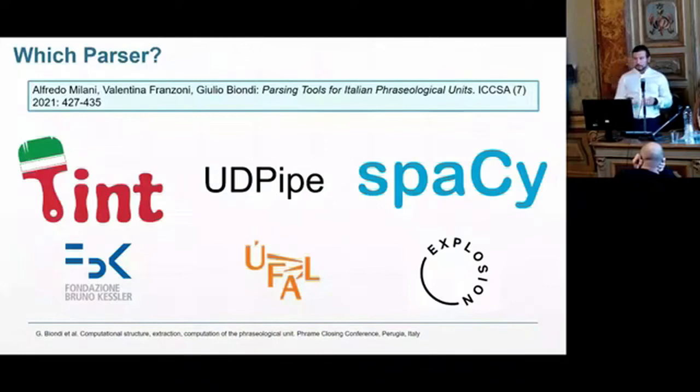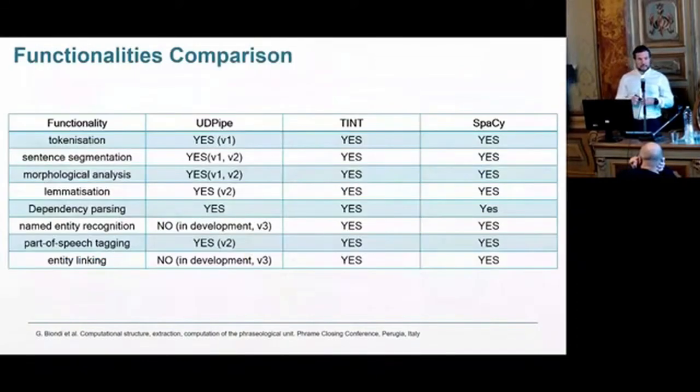Again, which parser? So we restricted our choice to three different tools which were available at the time and now have further developed in the meantime. We have TINT, developed by the Bruno Kessler Foundation, UDPipe, developed by the Institute of Formal and Applied Linguistics at Charles University in the Czech Republic, and spaCy, another open source toolkit developed by explosion.ai. They offer more or less the same functionalities. UDPipe has some in development, but those were not related to our project. So for our project, the set of functionalities was okay for all of them.